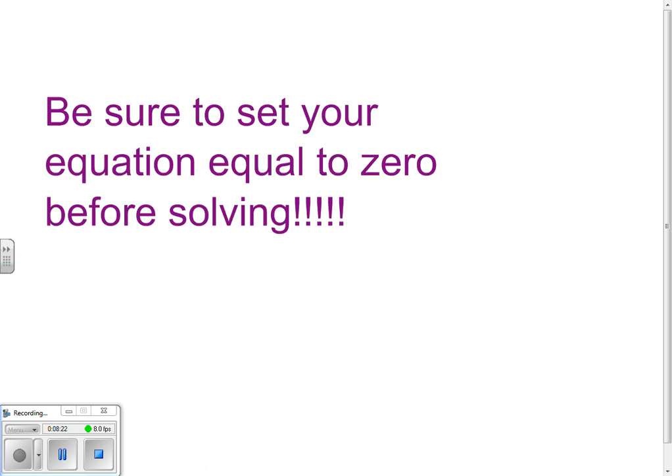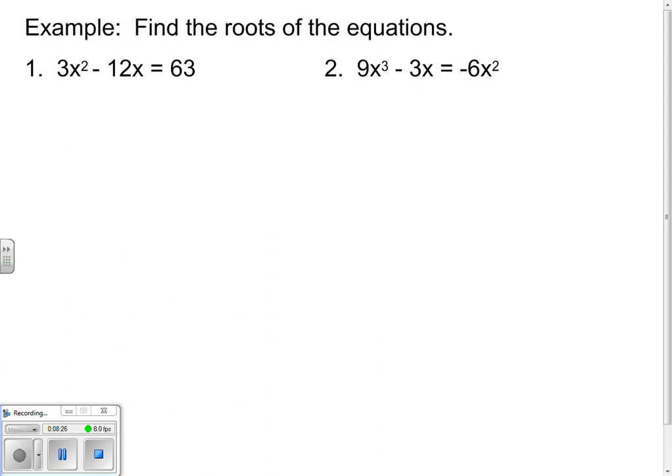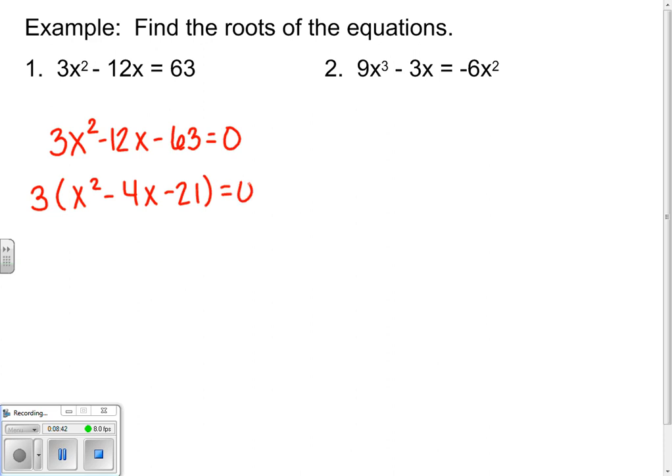Make sure you set your equation equal to 0 before you solve. So if you take a look at number 1, that 63 needs to come over by subtracting. Gives me 3x squared minus 12x minus 63 equals 0. GCF it. The GCF here is a 3. Leaves me with x squared minus 4x minus 21. Two numbers that multiply to negative 21 and add to negative 4 are negative 7 and positive 3.